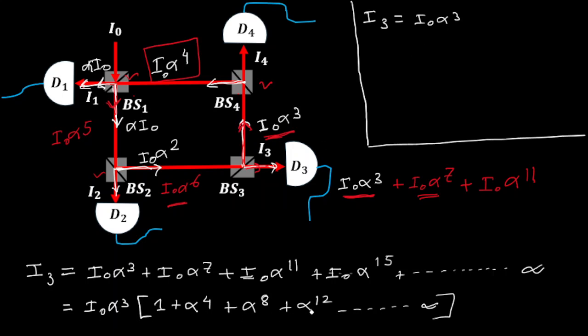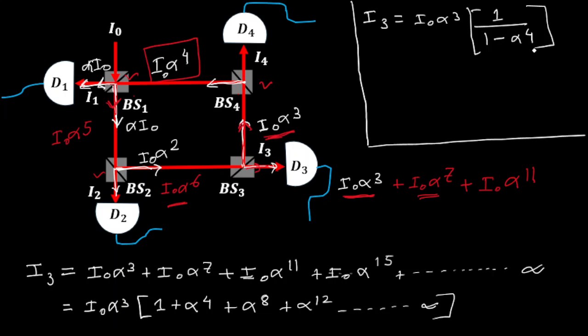This is an infinite GP series where the first term is 1 and the common ratio is alpha to the power 4. Alpha is actually half, so alpha to the power 4 will be less than 1, so the common ratio here is less than 1. So we can write the sum as 1 divided by 1 minus r, and in this case r is alpha to the power 4. This will be the net intensity that will be measured by the detector.